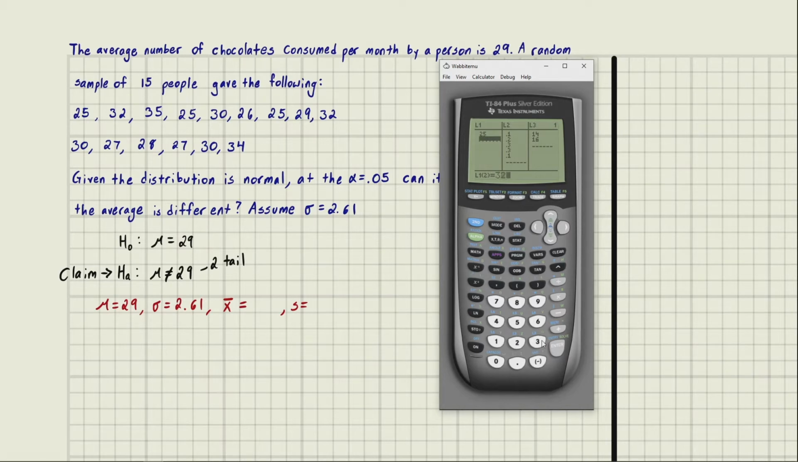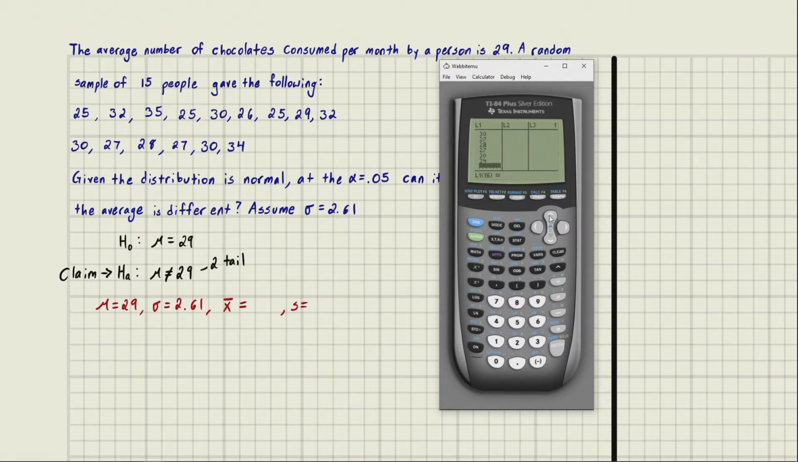So we got 25, 32, 35, 25, 30, 26, 25, 29, 32, 30, 27, 28, 27, 30, and 34. And you see we're on item number 15. So that's one way to tell also where you're at in the list.